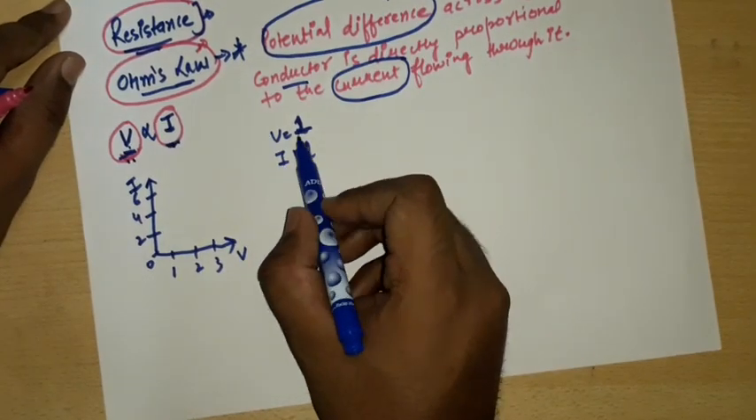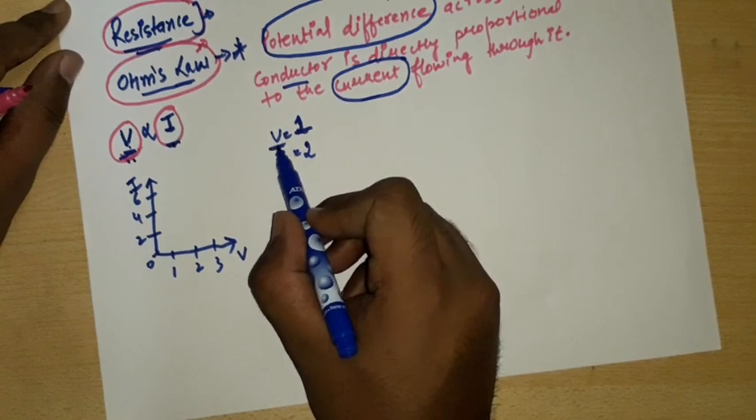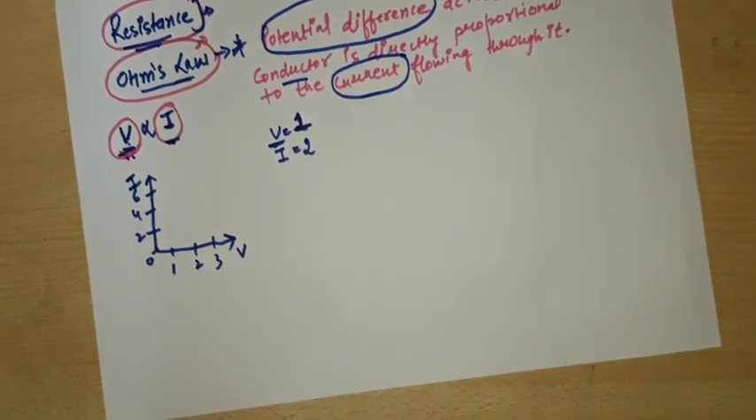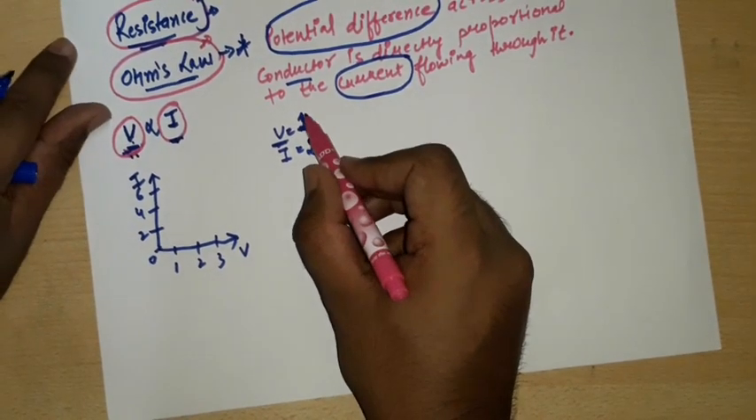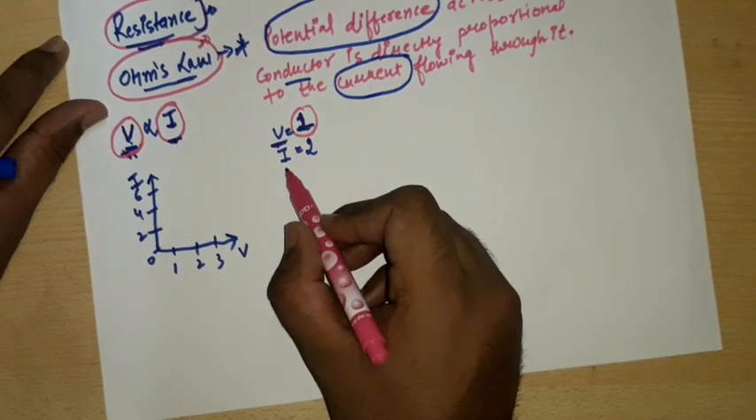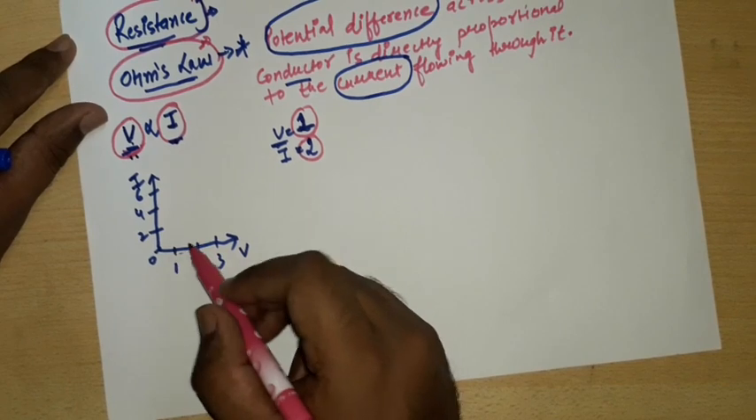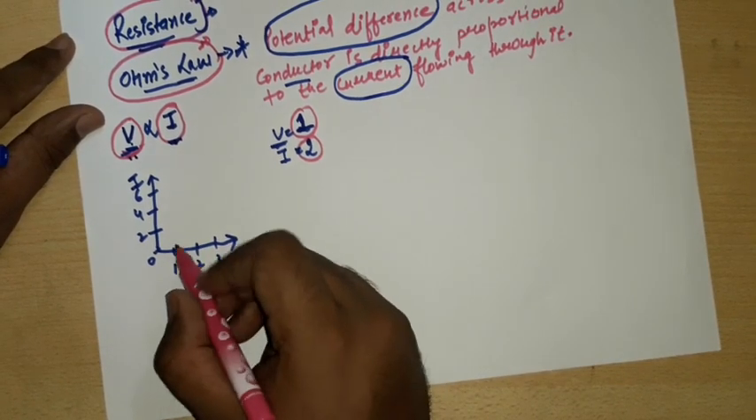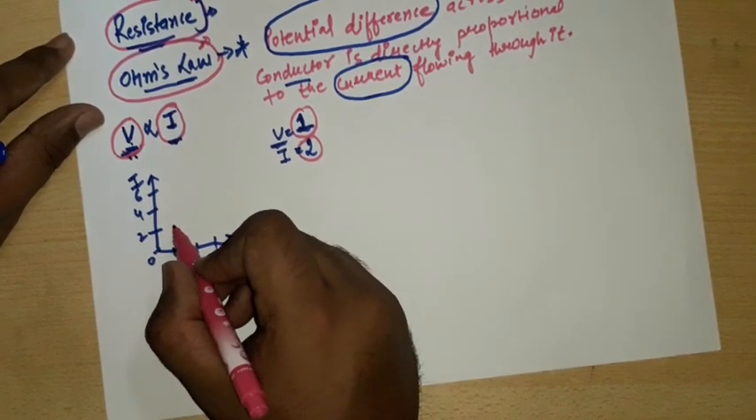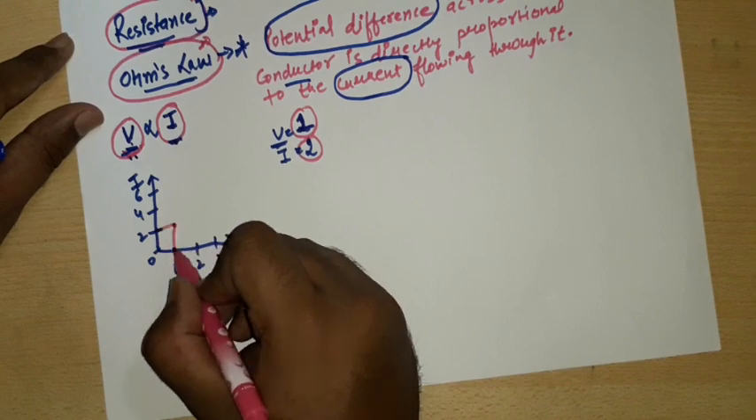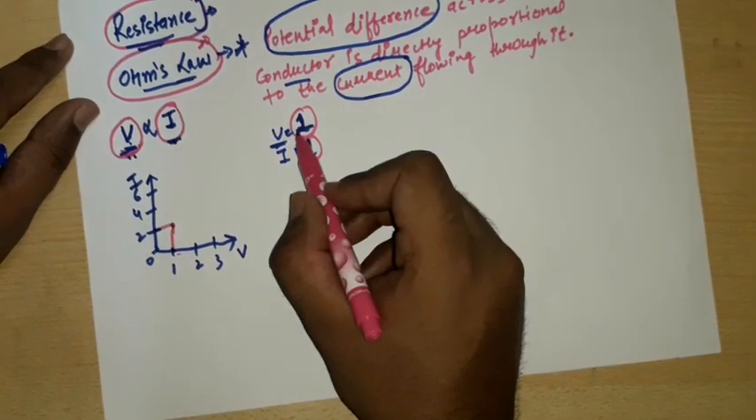Suppose in a conductor the value of potential difference is 1 and the value of current is 2. So we have plotted a graph. The value of potential difference is 1 and the current is 2. So this is the point we would have.